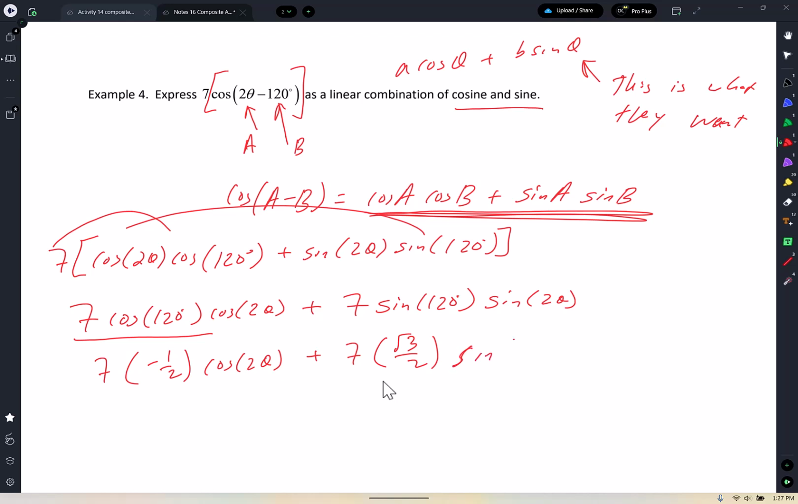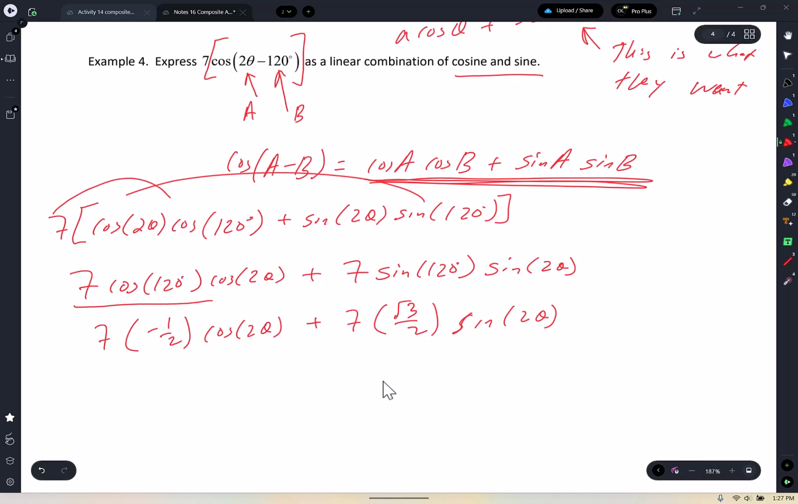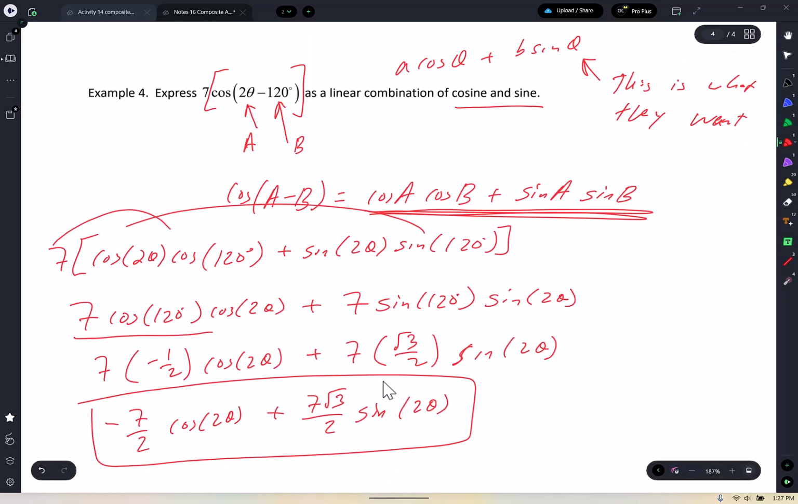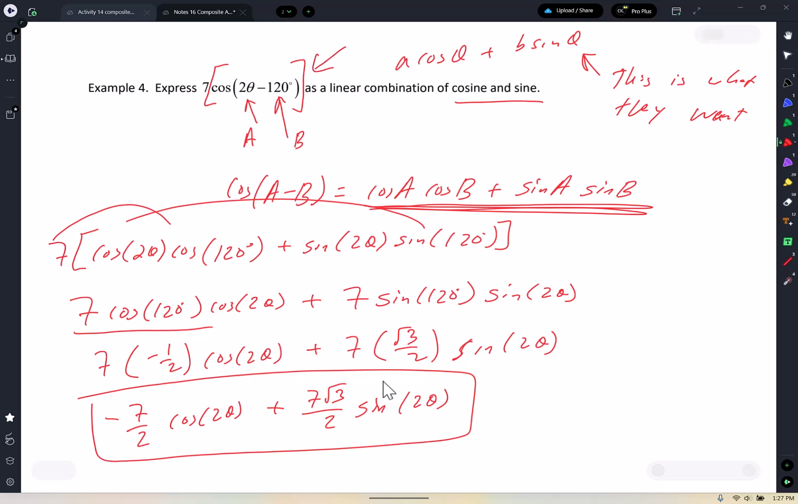Look at you guys. On the first day of school, you guys were like, what? And now we're flying. Because you guys are Cardinals. You get it? Okay. And that's it, guys. We're done. Look, negative 7/2 cosine 2 theta plus 7 square root of 3 over 2 sine 2 theta. If you were to type this in the calculator and this in the calculator, they would be the same graphs. Make sure you're in degree mode, though, if you type them in.